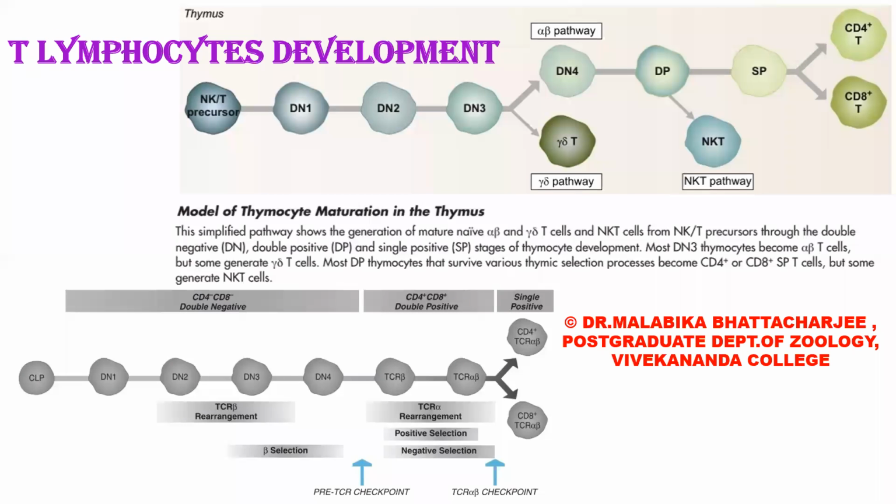If you see the picture, there is a pre-TCR checkpoint. This pre-TCR checkpoint marks the end of the double negative phase and entry into the double positive phase. After passing through the TCR alpha beta checkpoint, the developing thymocytes will enter a single positive phase and become CD4 positive CD8 negative or CD4 negative CD8 positive. So this was the basics of TCR development, the T lymphocyte development.